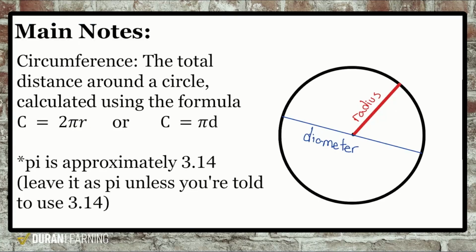Yeah, so when we think about perimeter, we think about the word outside. And that's exactly what circumference is. Circumference is the distance on the outside of a circle.